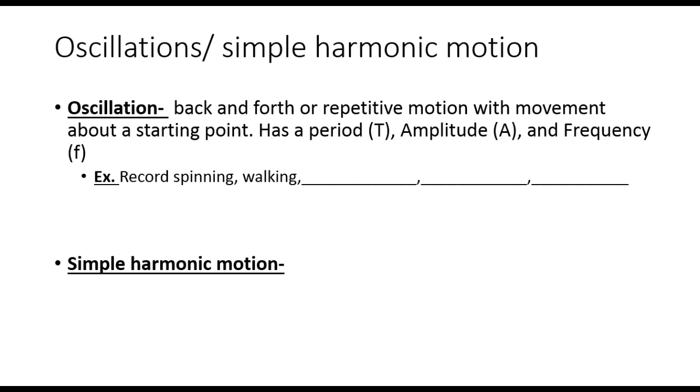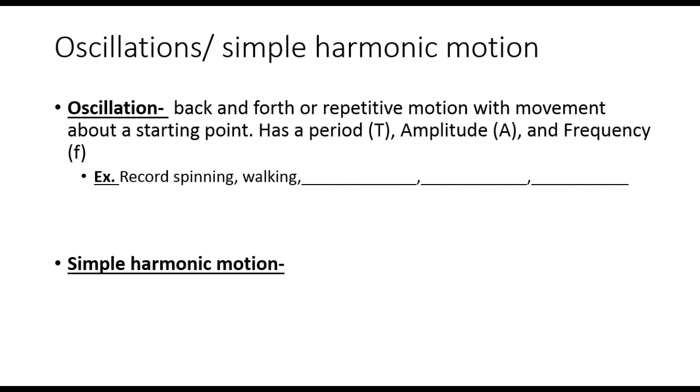So an oscillation is any back and forth or repetitive motion with movement about a starting point. So something that has a starting point, it moves and it comes right back to that starting point, and then it does the same motion again. These things are characterized by having a period, which we represent with a variable T, an amplitude, which we'll talk about in just a second, and a frequency.